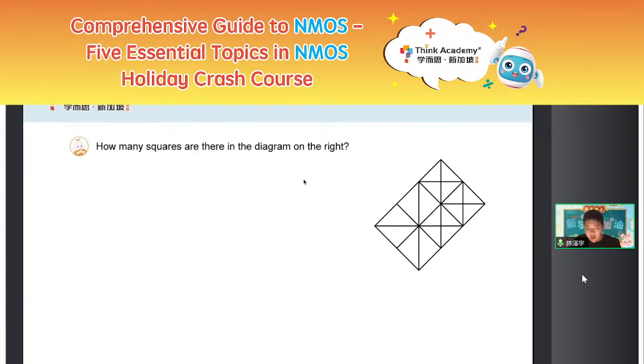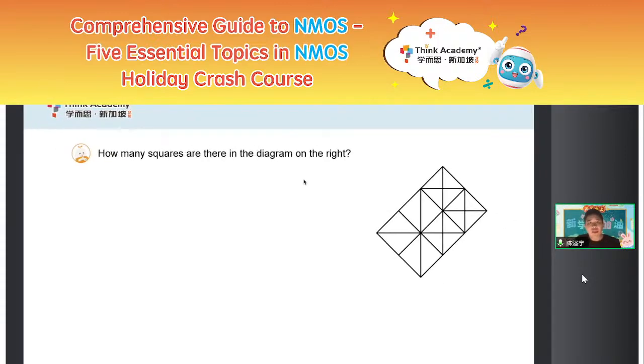Actually, it will be more straightforward if I show you this diagram. All right. So this one asks you, how many squares are there in the diagram on the right? Now, how can you classify this one? Squares does not equal rectangles. They're not equal. Yes, a square is a rectangle, but a rectangle is not necessarily a square.